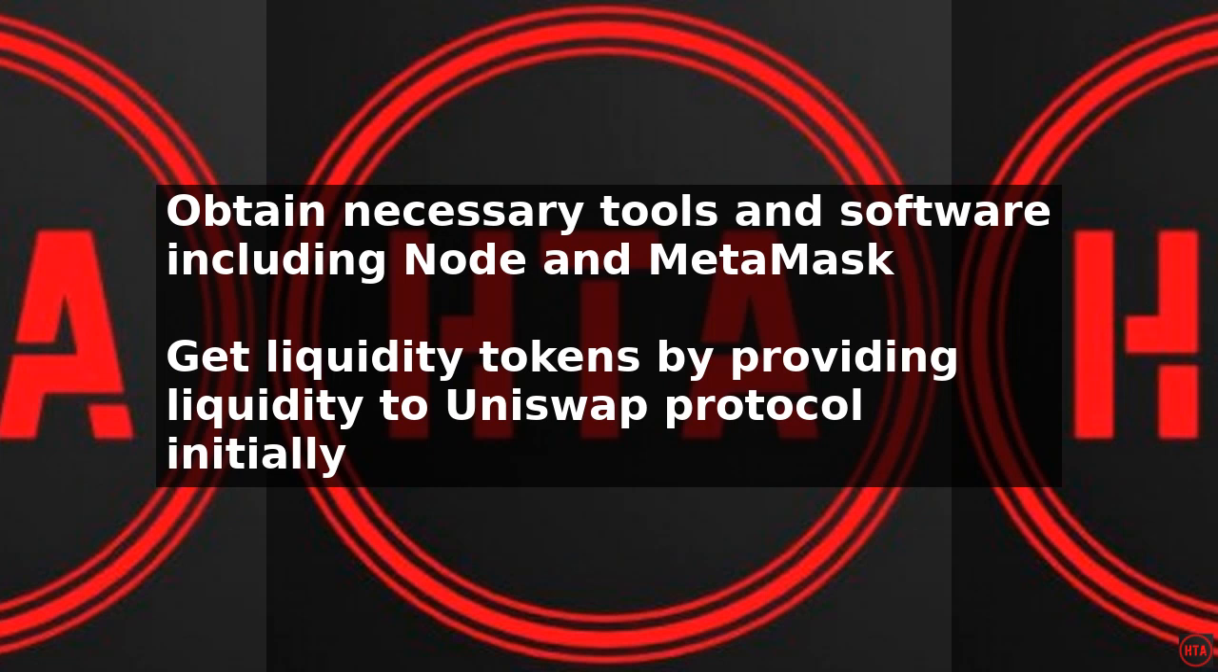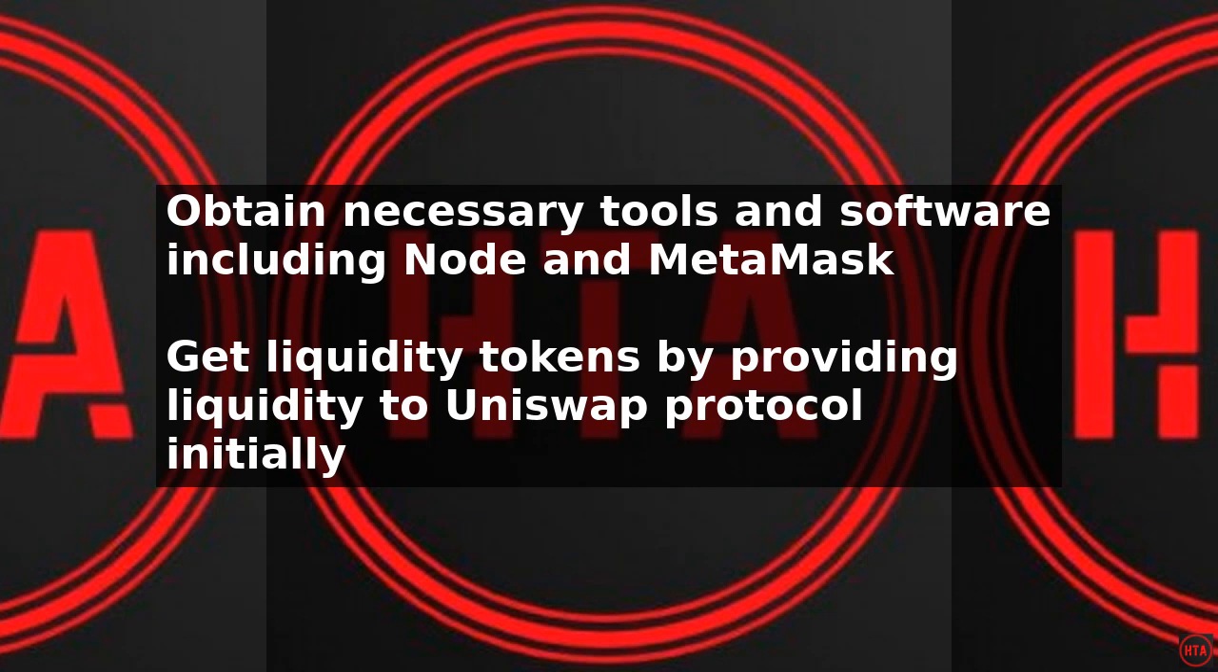These tokens can be obtained by providing liquidity to the Uniswap protocol. The liquidity tokens represent a share of the total liquidity in the pool and can be burned to remove liquidity. To remove liquidity, you need to call the remove liquidity function on the Uniswap v2 router contract.